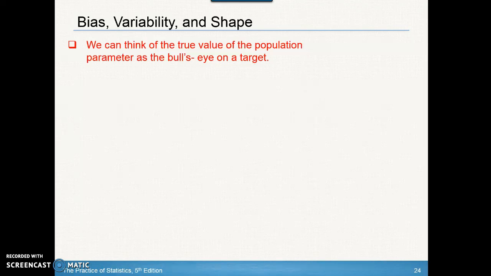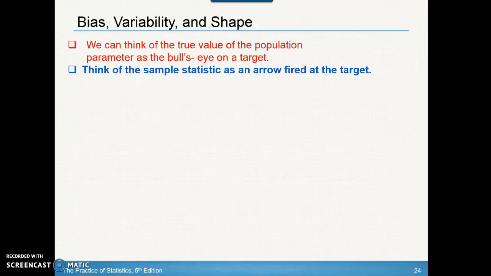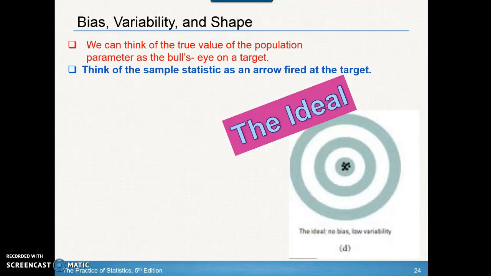Okay, so let's talk about what exactly bias, variability, shape, accuracy, and precision are. Let's think of a bullseye, and let's think of the true value of the population parameter as the bullseye of a target. Think of the sample statistic as an arrow fired at the target. When we take a sample and get the sample mean or proportion, are we going to hit the true population mean or population proportion? So this is the ideal. This is our target, the true mean or proportion.